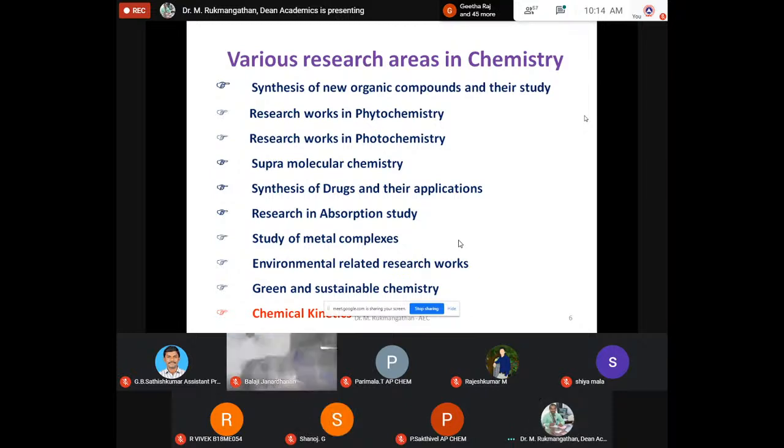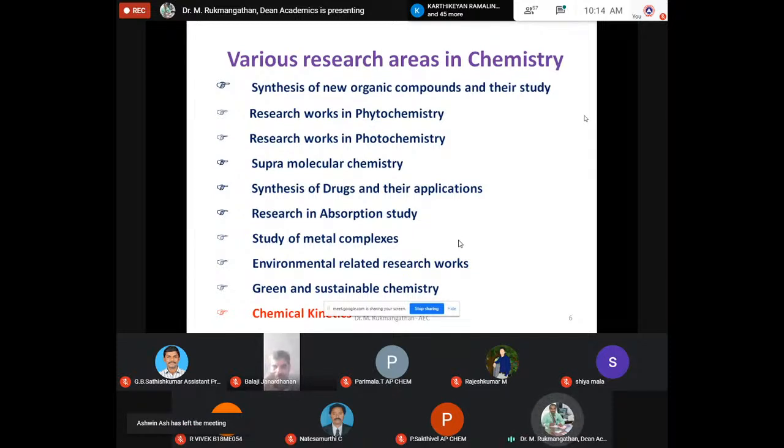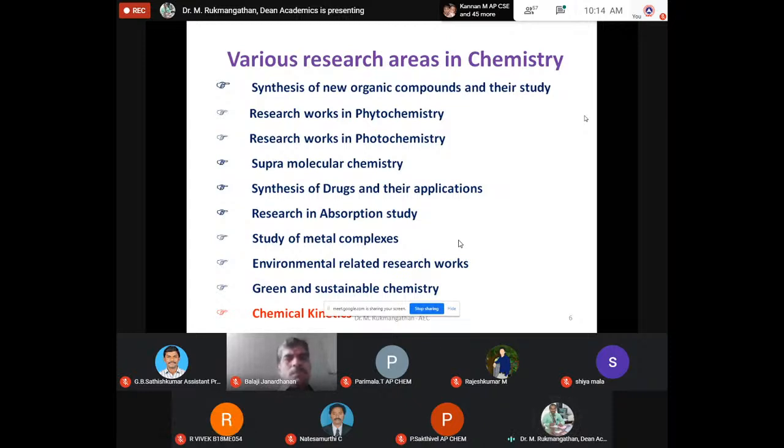In another direction, more research work is going on in photochemistry. Then supramolecular chemistry is another important area for chemistry related research. Synthesis of medicinal drugs and their application study is another area. As far as environmental management is concerned, research work in adsorption study is another important area. Then the study of metal complexes. Environmental related research works have much more societal importance.